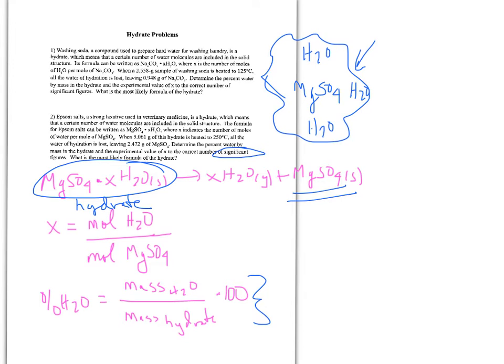We know the mass of the hydrate, that's given there. So I'm just going to note that this is 5.061 grams. To determine the mass of the water, we are going to need to subtract the mass of the anhydrous solid, the MgSO4, from the mass of the hydrate. So I'm just going to put that there. From the conservation of mass, the difference has to be the mass of water.